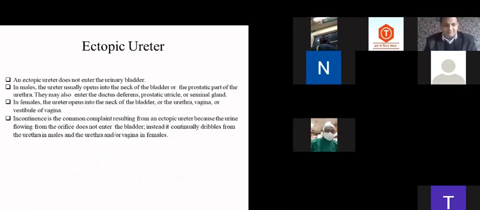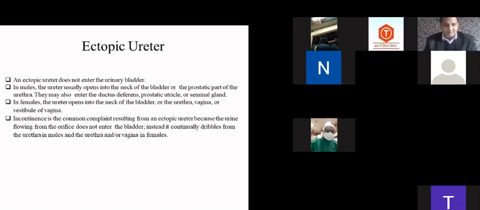Ectopic ureter. An ectopic ureter does not enter the urinary bladder, which is the normal location of entry point of the ureter. In males, the ureter usually opens into the neck of the bladder or the prostatic part of the urethra. They may also enter less common locations, into the ductus deferens, prostatic utricle, or seminal gland. In females also, they can open into the neck of the bladder or the urethra or vagina or vestibule of the vagina. So in the diagram, we are going to see the ectopic locations of the ureter.